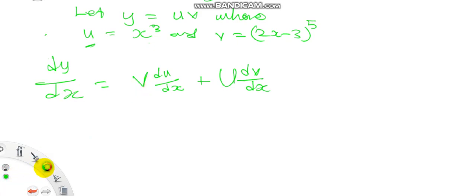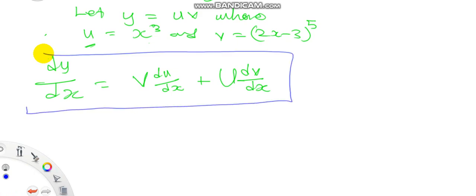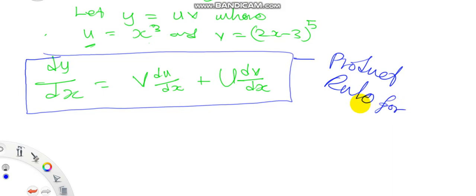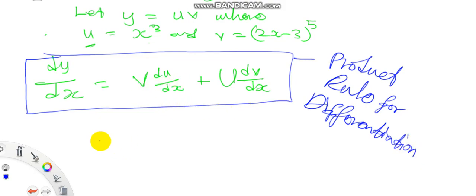So this is our product rule. Let me just highlight this. This is the product rule for differentiation. So this is what you do: you assume y is made up of two functions or more, but in this case we only have two. If you have more than two functions, it's best to multiply them out so they become two different functions, okay?